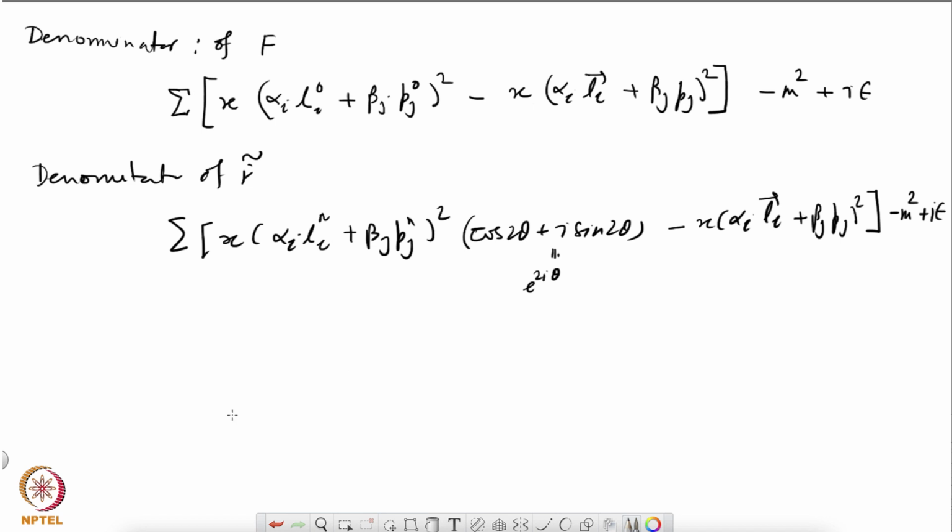Good. So now let's take theta to be pi by 2 and see what happens. If theta is pi by 2, this is e to the I pi, and e to the I pi is minus 1.